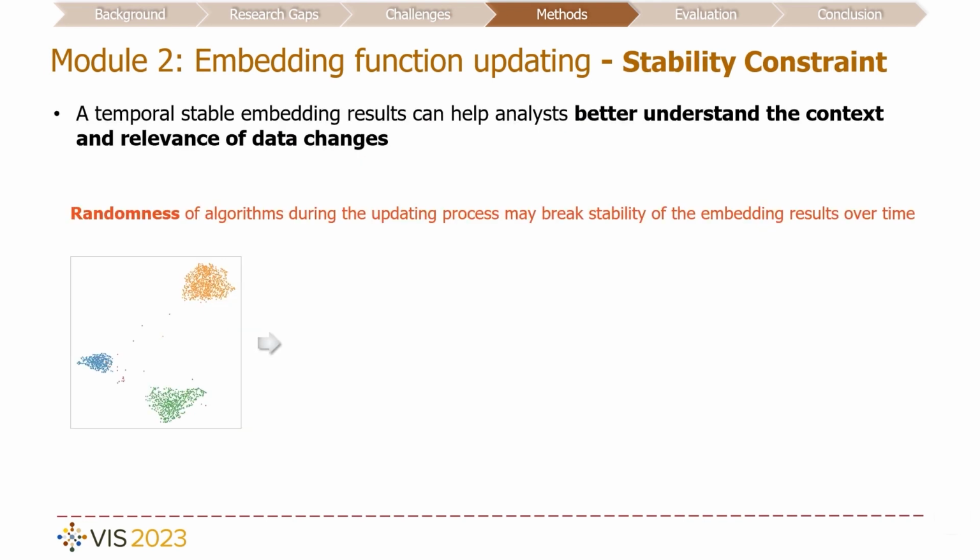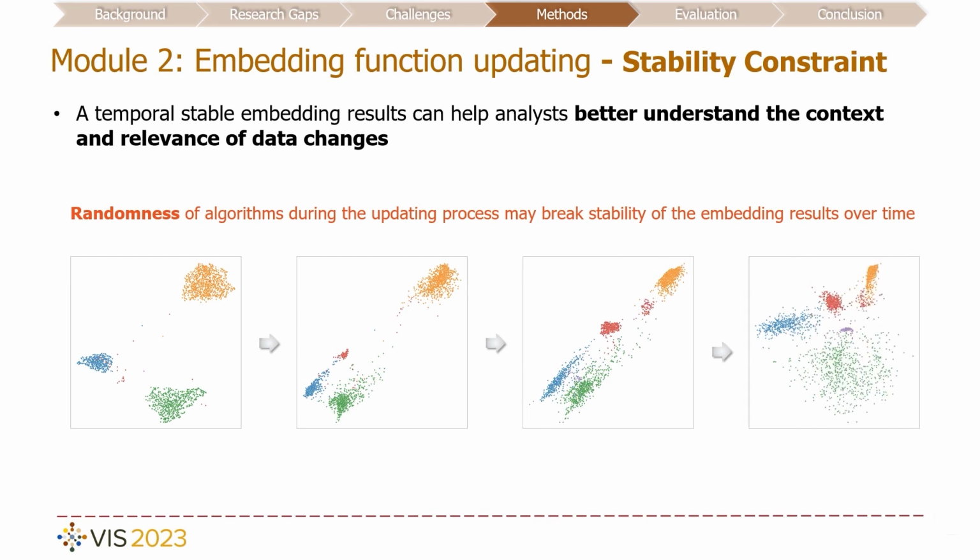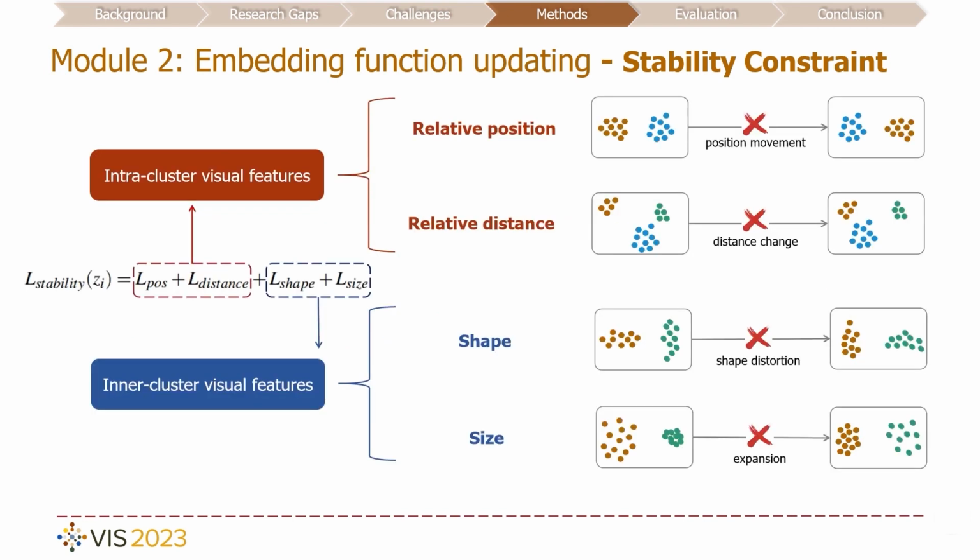data. Stable embedding results over time can assist analysts in gaining a deeper understanding of the context and relevance of data changes. However, the inherent randomness of algorithms during an updating process has the potential to disrupt the stability of the embedding results. Hence, we conduct an analysis of the typical visual clustering features, which are based on user perception in DR tasks. We then incorporate a temporal stability constraint to preserve these visual features, with the objective of retaining the relative positions, distances, shapes, and sizes of visual clusters.